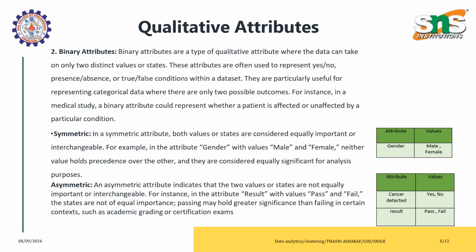In a symmetric attribute, both values or states are considered equally important or interchangeable. For example, in the attribute gender with values male and female, neither value holds precedence over the other, or they are considered equally significant for analysis. An asymmetric attribute indicates that the two values or states are not equally important or interchangeable. For instance, in the attribute result with values pass or fail, the states are not of equal importance. Passing may hold greater significance than failing in certain contexts, such as academic grading or certification exams.